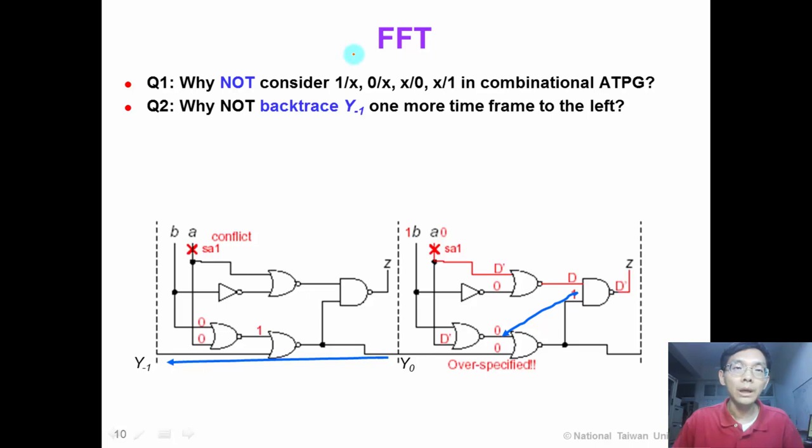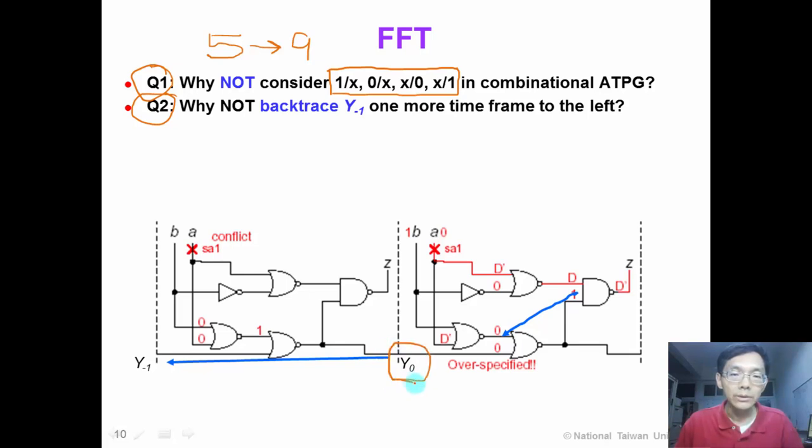Before we end this video, we have 2 interesting FFT questions for you. Question number 1. In the past combinational ATPG, we needed only 5-value logic. But now in sequential ATPG, we need 9-value logic. So why didn't we consider this possibility in combinational ATPG? What was the reason? Question number 2. For this specific sequential ATPG problem, we said that we failed to control Y0 to 0 because we have a conflict in the time frame. So, can we move one more time frame to the left? That is, can we control Y minus 1 to 1? Does this work? Please think about these 2 interesting questions.